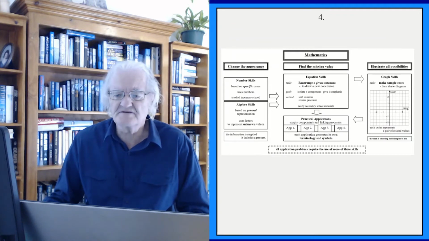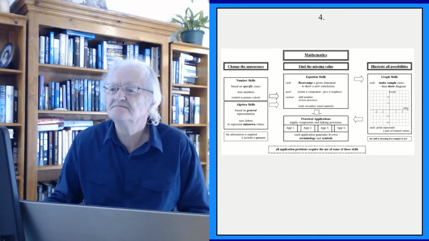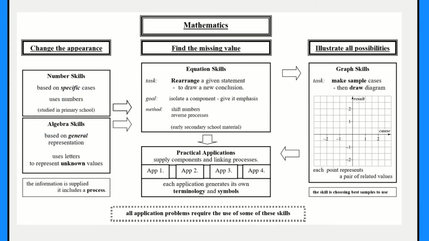Now I'll make this diagram a little larger so you can see it more clearly. Yes, you can see the three-column structure is maintained. Change the appearance, find the missing value, illustrate all possibilities. The first column, changing the appearance, is based on having good number skills, and they are developed in primary school.